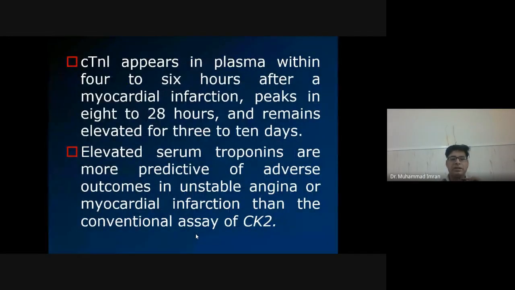So troponin I appears in plasma within 4 to 6 hours after a myocardial infarction, peaks in 8 to 28 hours, and remains elevated for 3 to 10 days. That's why troponin T or troponin I are more authentic tools to identify myocardial infarction. Elevated serum troponins are more predictive of adverse outcome in unstable angina or myocardial infarction than conventional assay of CK2. That's why we prefer troponin I and troponin T as compared to CK2.